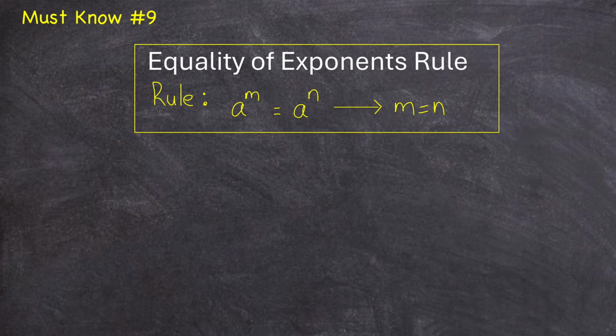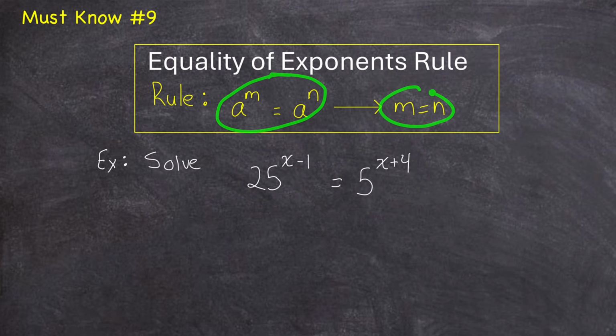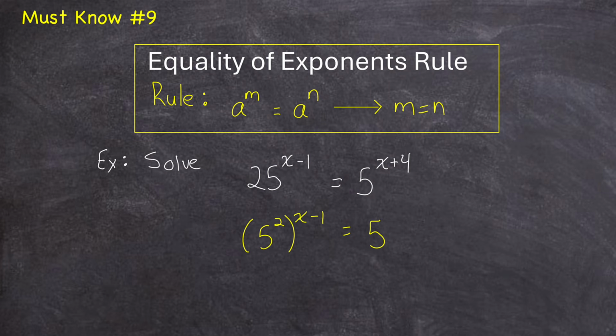So let me go ahead and show you an example of when we would want to use this rule when solving an exponential equation. If you have this exponential equation where you're trying to solve for the value of the variable x that makes the equation true, if you can rewrite these two powers so that they have the same base, we would be able to use this rule where we could then set the exponents equal. Well, 25 and 5 could both be written as powers of 5. 25 is the same thing as 5 squared. And on the right side of the equation, it's already a power of 5. It's 5 to the 1, but I'll just write it as 5.